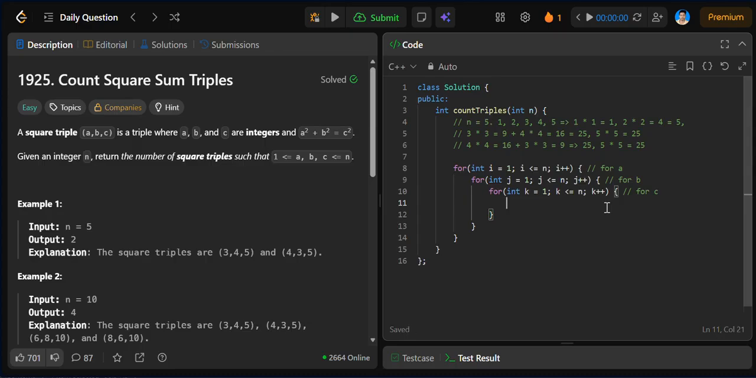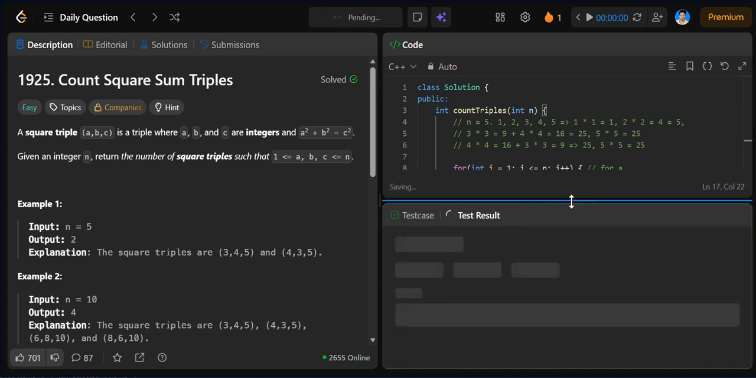Now we just have to calculate this. Nothing special here. We start from the first index, and we square the first two and check whether their sum is equal to the third one. So i into i plus j into j is equal to k into k. If we get this, then count plus plus, right? And at the end return count.